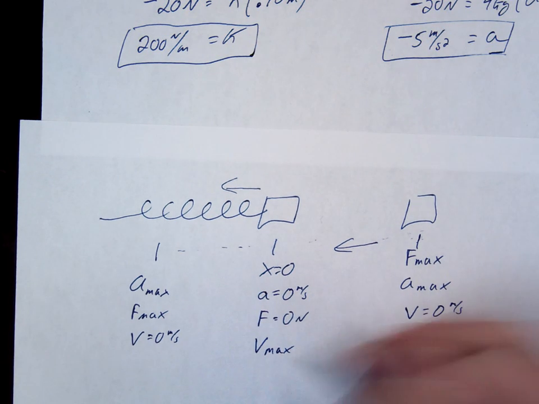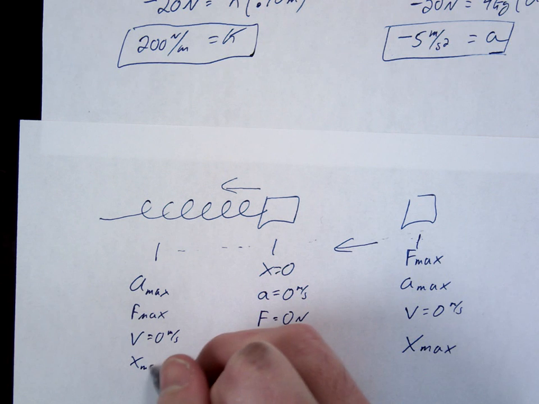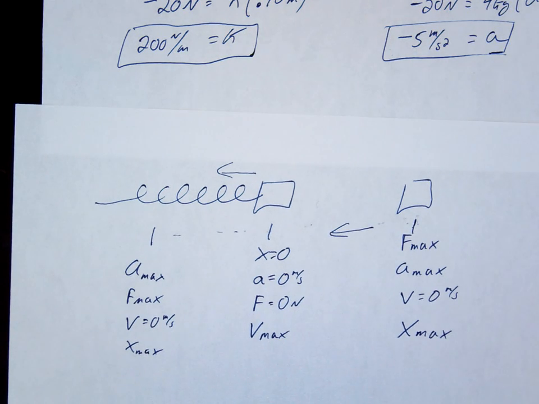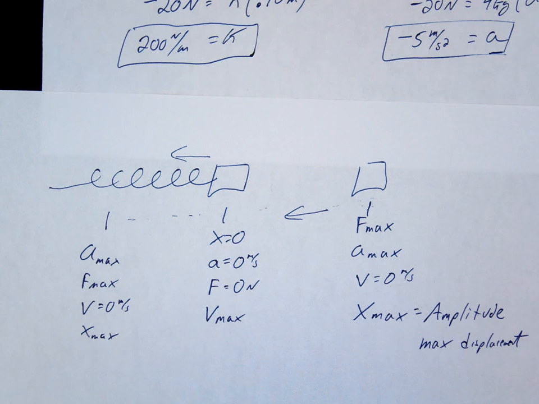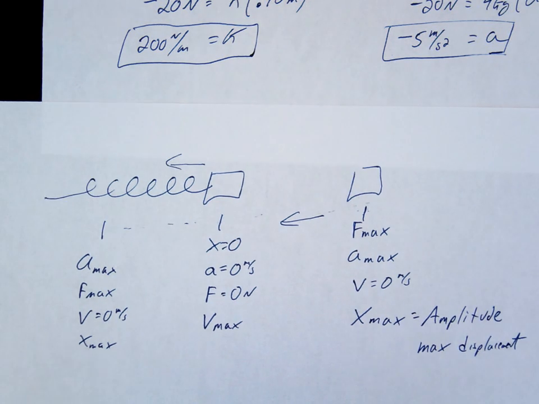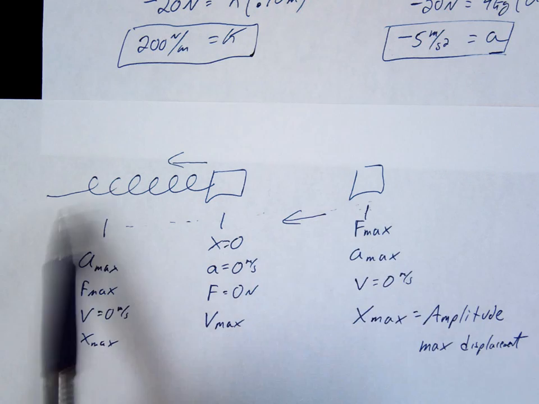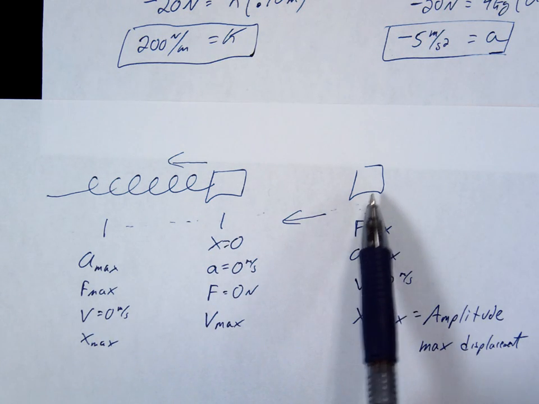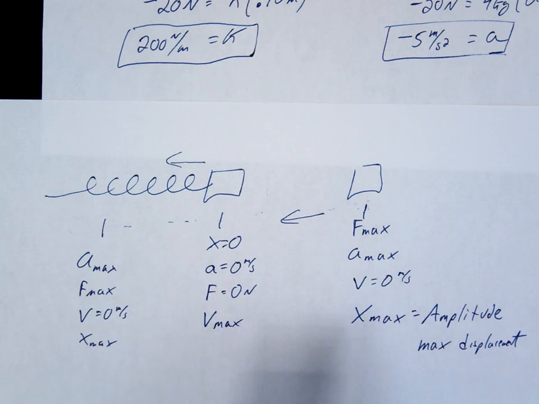All right, one last thing. This would be an X max. X equals 0. This would be an X max. This actually has a name. Our maximum displacement is called the amplitude. Essentially what's happening is this is going to continually go back and forth. This is called simple harmonic motion, and we're going to get into the details of that tomorrow. But just know that it's going to go back and forth, and if there's no friction, this amplitude would be the same on both sides. 10 centimeters this way, 10 centimeters this way.